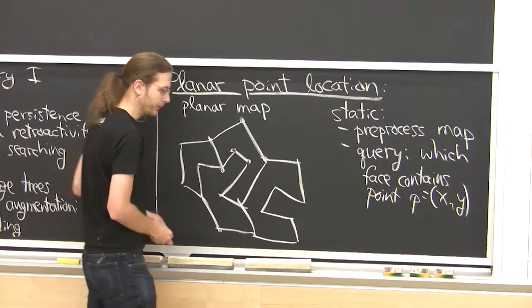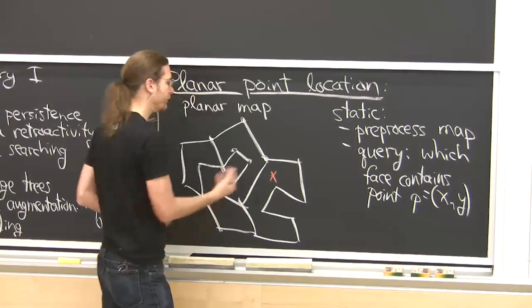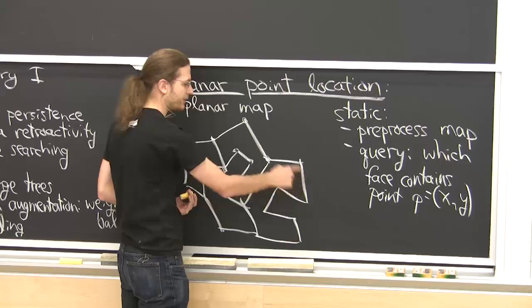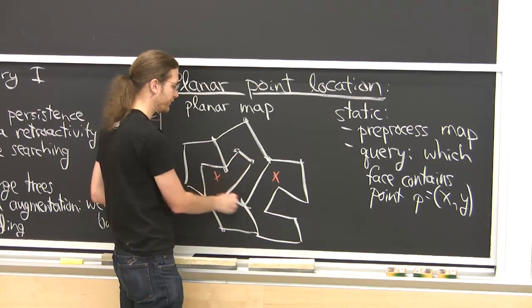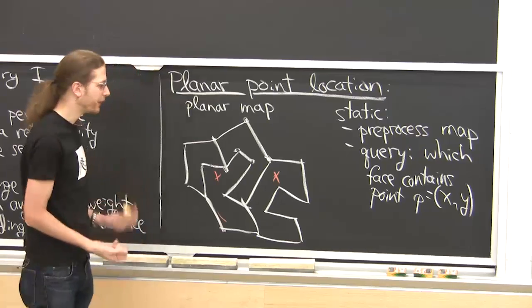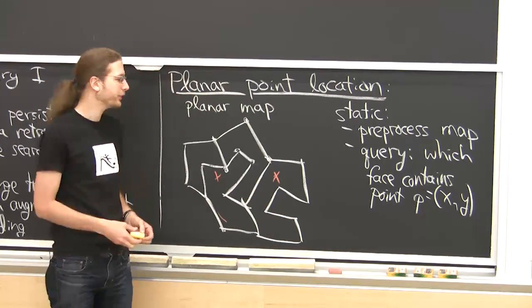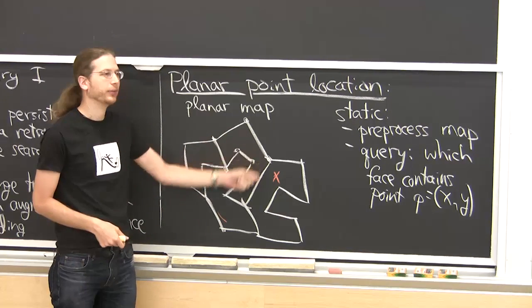So maybe I mark a point like this one. I give you those x and y coordinates. I want to quickly determine that this face is the one that contains it. Give you another point over here, quickly determine it's this face. This has a lot of applications. If you're writing a GUI and someone clicks on the screen, you need to map the coordinates that the mouse gives you to which GUI element you're clicking on.